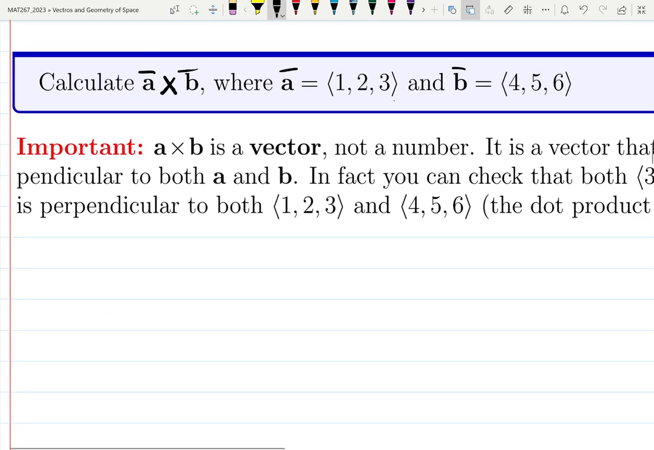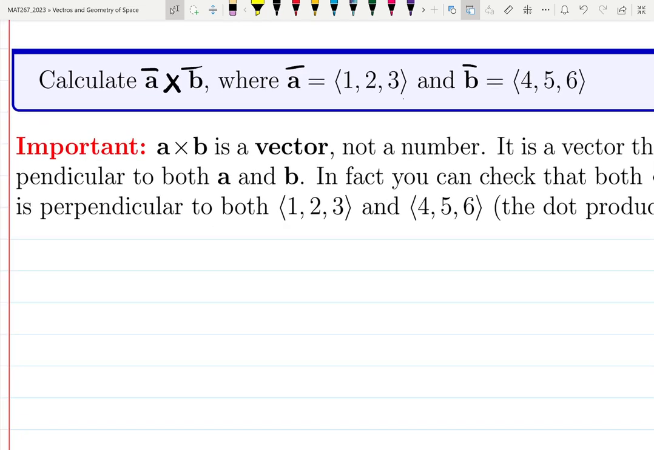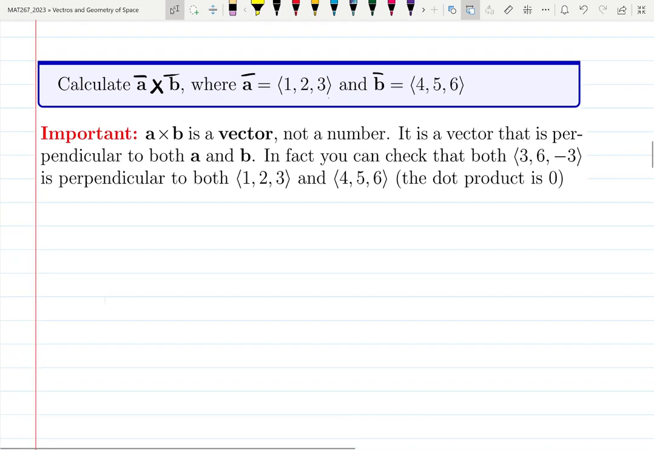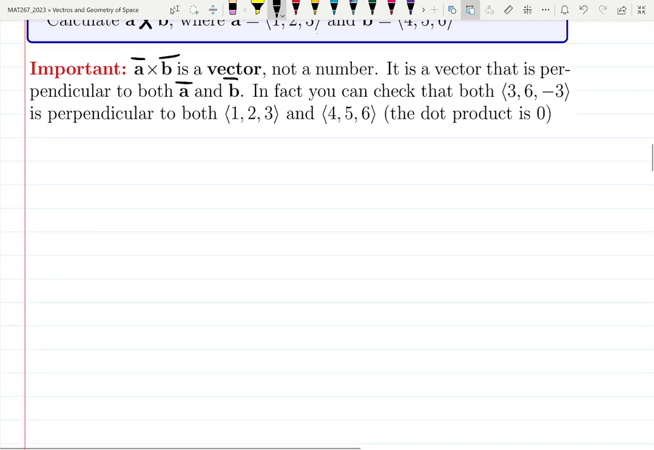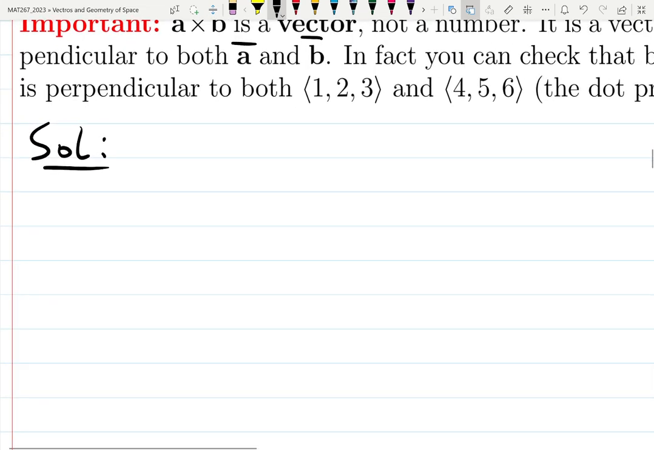A is 1, 2, 3, B is 4, 5, 6. You don't have to write down all of those. I will just tell you that the result is a vector, not a number. It is a vector that is perpendicular to both A and B. In fact, you can check that both are perpendicular. I will show you later how to do it, but the dot product is 0. That's how we check. That's your homework, and quiz 2 is next week, basically.